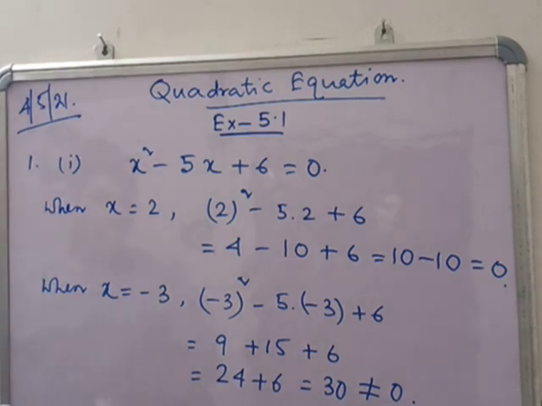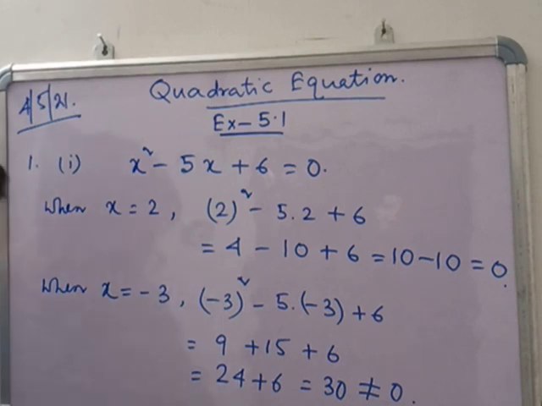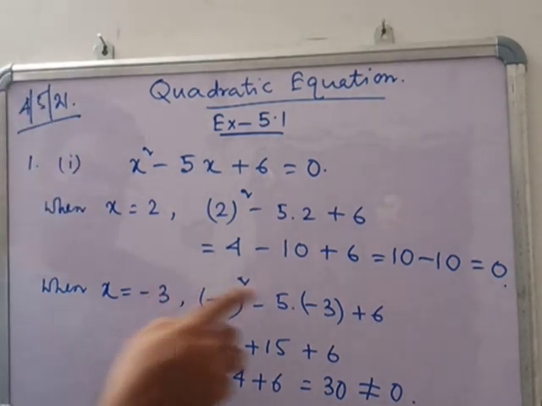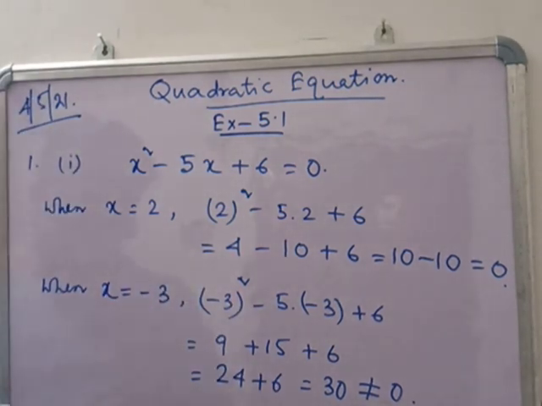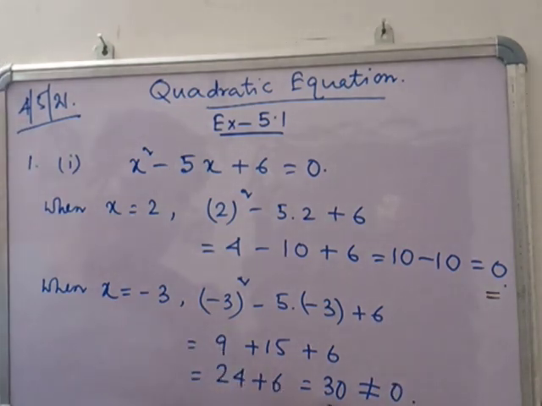So here we can say that 2 is a root of the equation, but minus 3 is not a root of the equation. 2 is a root because this gives 0 here, and minus 3 is not a root because this does not give 0 here. Now, next one.